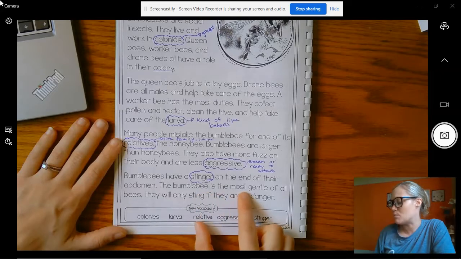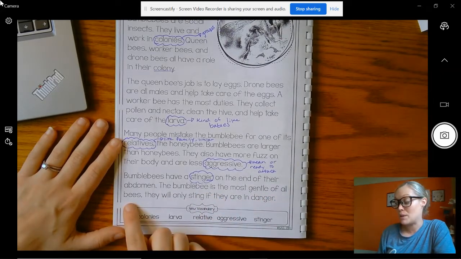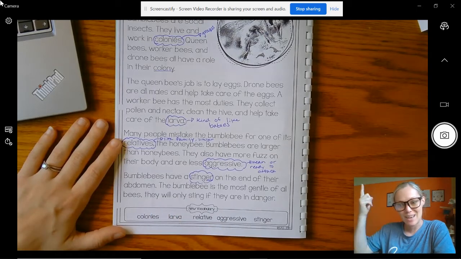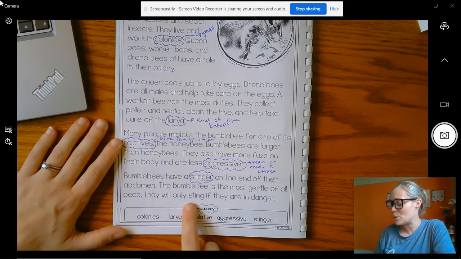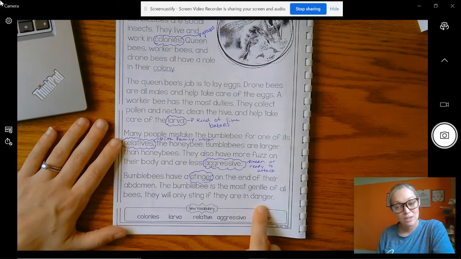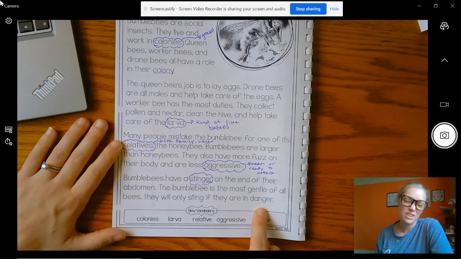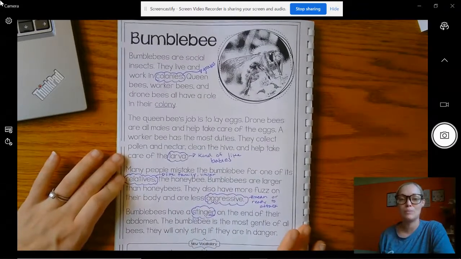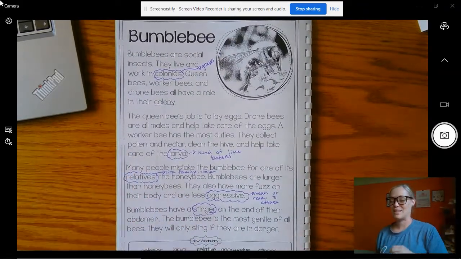The bumblebee is the most gentle of all bees. Oh, I did not know that. Interesting fact. They will only sting if they are in danger. So if they feel like they're in danger, then they'll sting. But if they don't, then they're going to leave you alone. So bumblebees are actually the nicest bee.